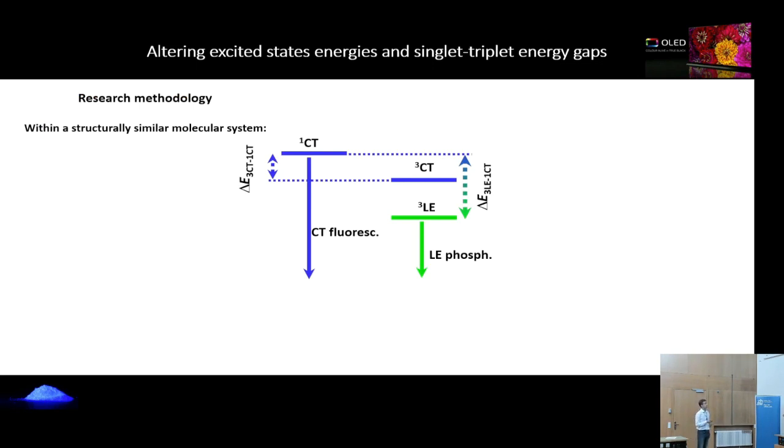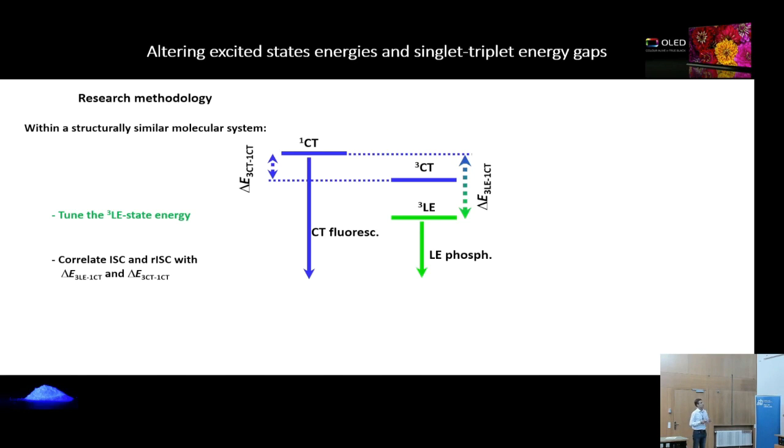Basically, we are dealing with two main parameters: the energy gaps between LE and CT, delta E LE-CT, and delta E CT-CT. These two energy gaps seem to be the most important, the singlet-triplet energy gaps. And using, for example, the three-state model, it seems that for the blue emitters, which we are focusing mainly on, we need to push up the energy of the LE state to make it closer to the CT singlet.